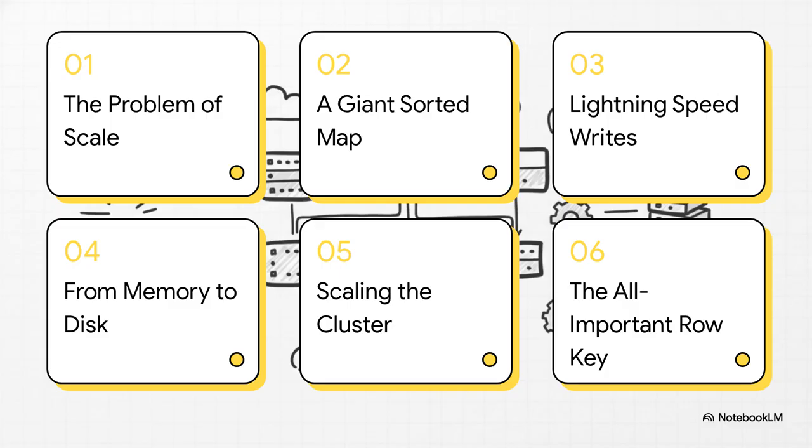So here's how we're going to break it all down. First, we'll look at the problem that made Google build this thing in the first place. Then we'll dive into its really unique data model, see how it writes and stores data so incredibly fast, understand how it scales across thousands of machines, and then, and this is the big one, we'll focus on the single most important thing for using it right, the row key.